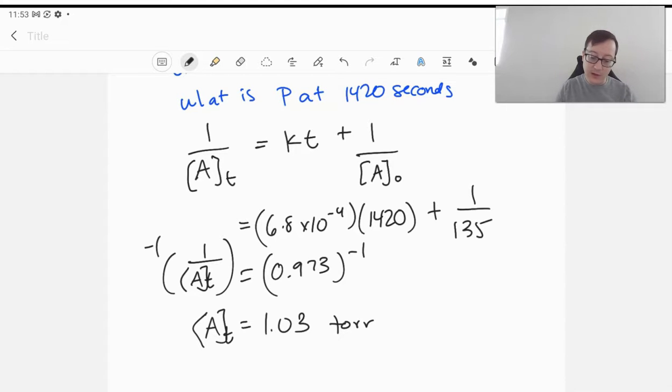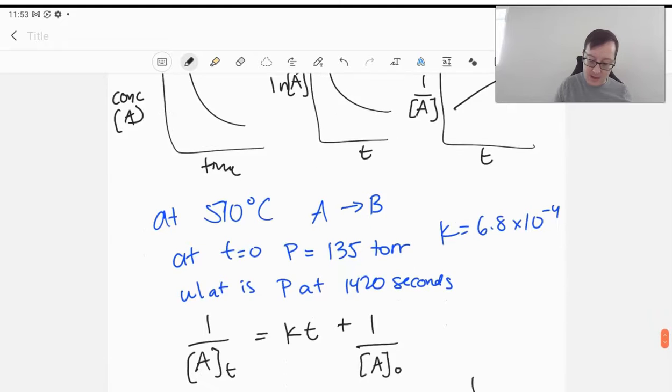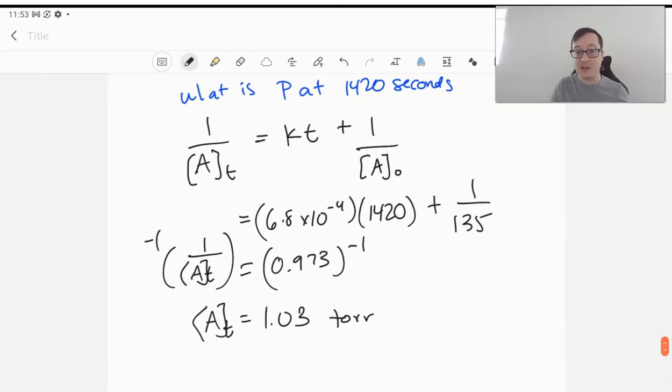Again, if we're going to look at the graphs, for something second order, we're looking at the inverse concentration to be linear. But the natural log and the regular concentration should both be exponential. And again, we see the same kind of y equals mx plus b type formula here. So for second order kinetics, that's our formula.